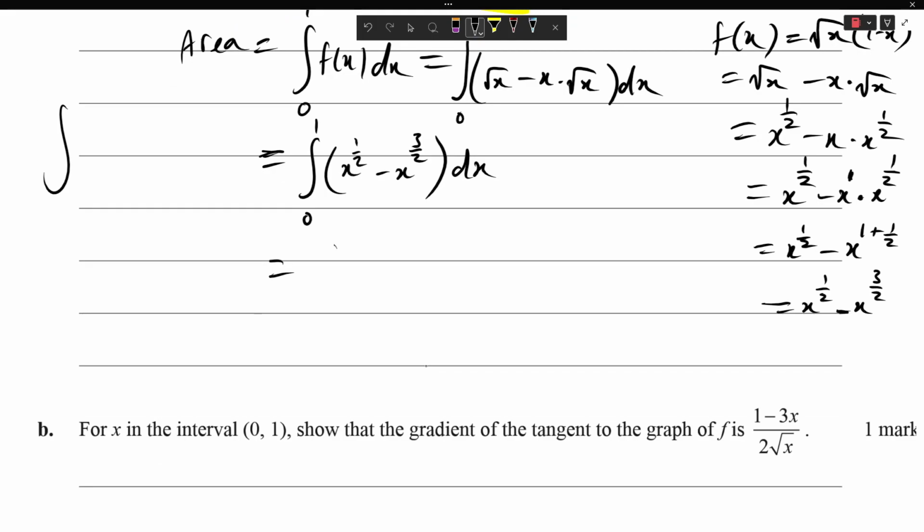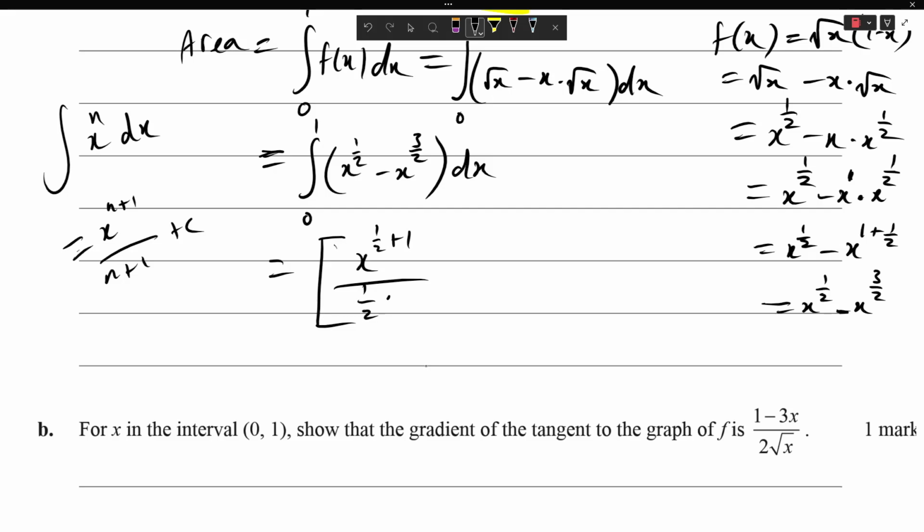So remember, I'll just write it here. That's the rule that we're going to use here. So you're going to get x to the half plus 1 divided by half plus 1 minus x to the 3 over 2 plus 1 divided by 3 over 2 plus 1. And the terminals are going to be from 0 to 1. Next thing we're going to do is we're going to actually calculate that and make it a bit more simple.